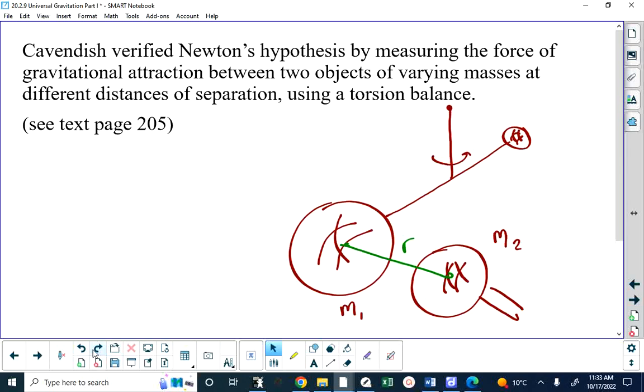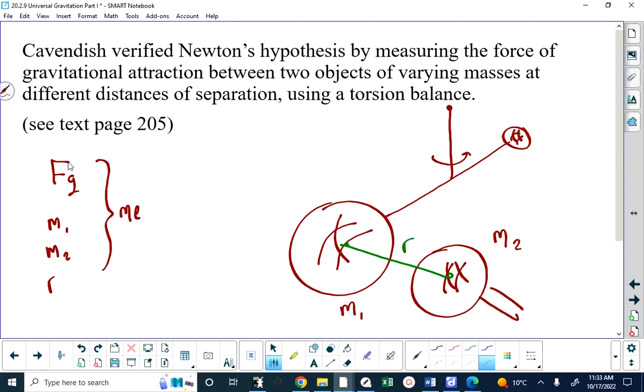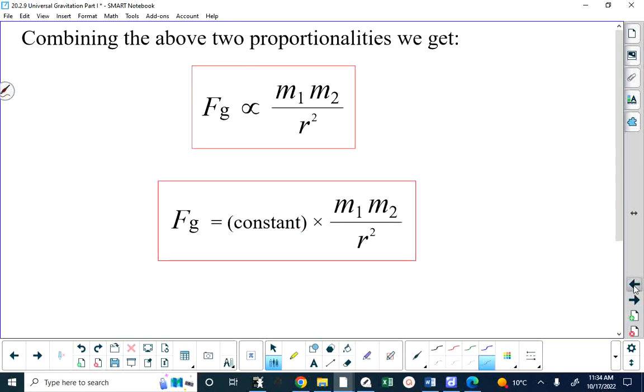So this is what's measured. He measures this. Measures the force due to gravity. He measures M1. He measures M2. He measures R. These are all measured. Still with me? It's a long, complicated process. I'm going to go back to this.